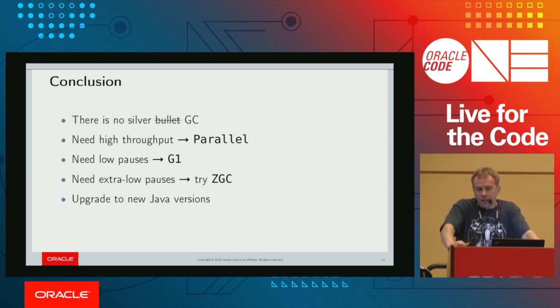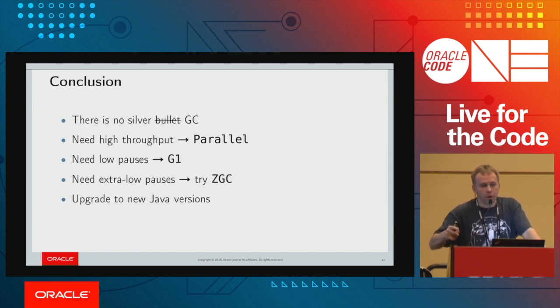G1 with advanced tuning and so on could provide you very low pauses, but not extra low. If you need something crazy, just try ZGC. And if you definitely need low pauses in your application and you're still working with CMS, anyway, try ZGC.